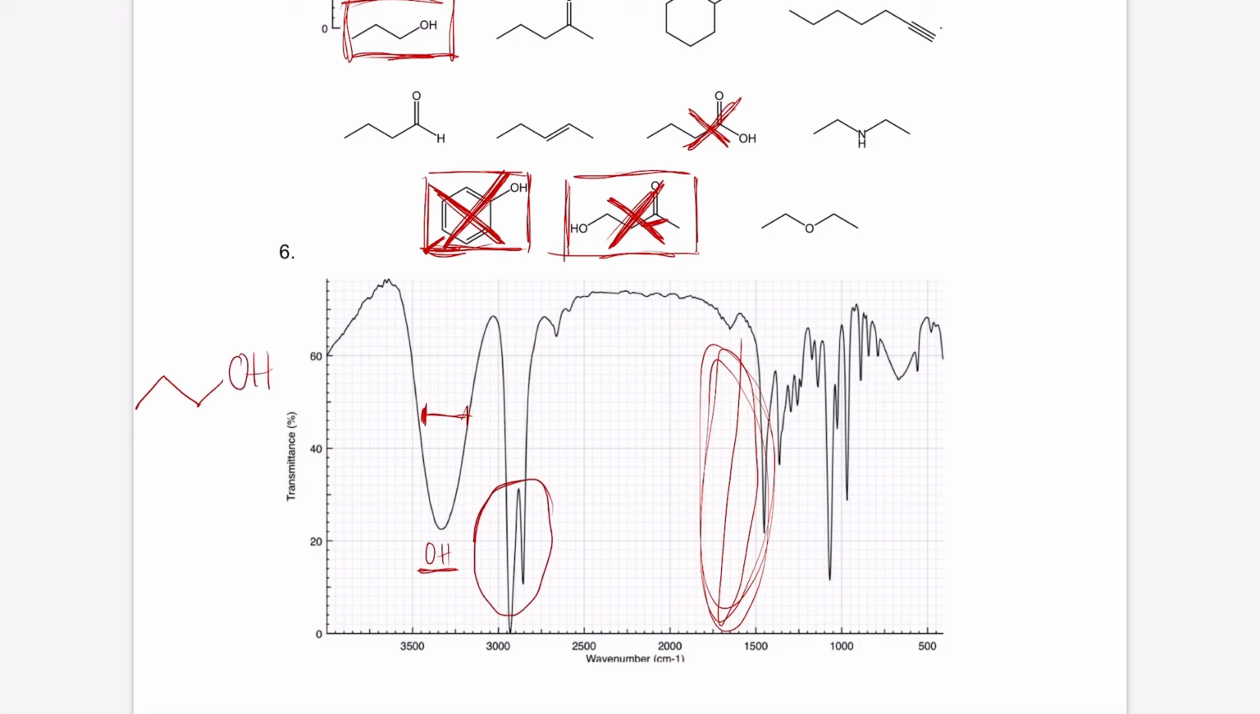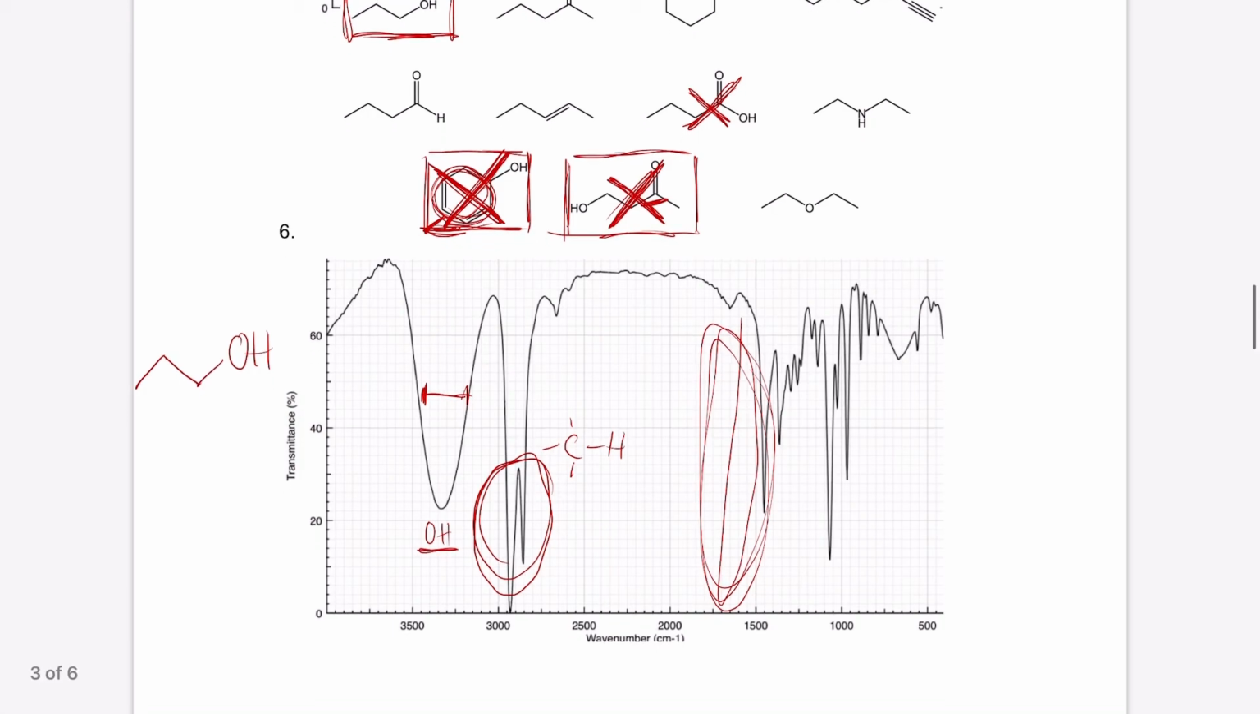We have our alkane stretching, and also to confirm that it would not be the aromatic containing compound, we don't have any alkene carbon-hydrogen stretching. So that's just another way to confirm that propanol is going to be this structure that matches with this spectrum.